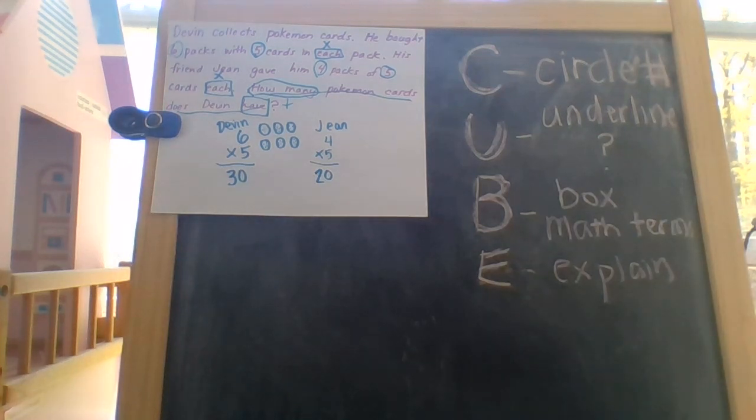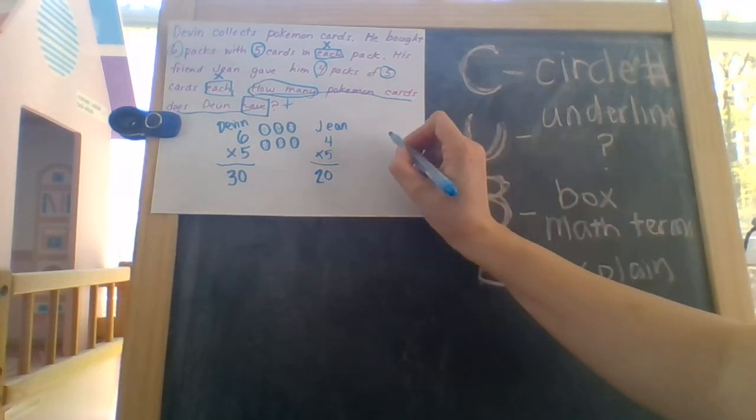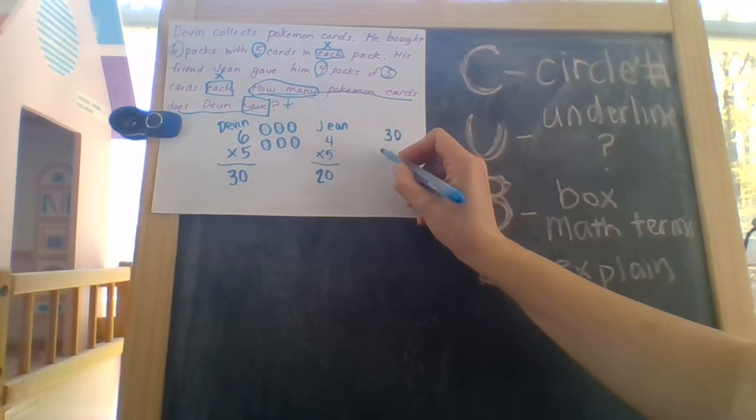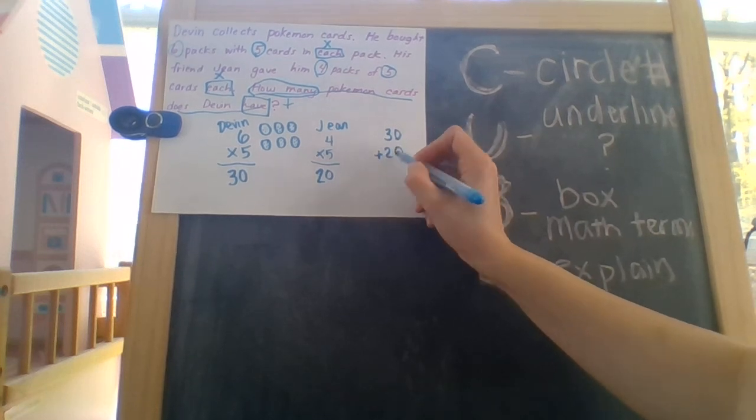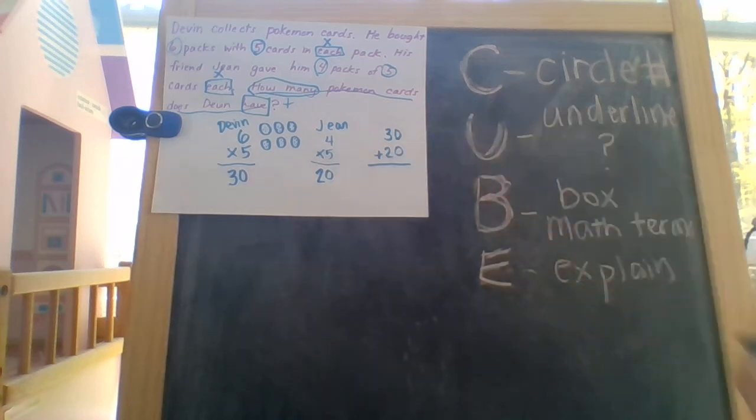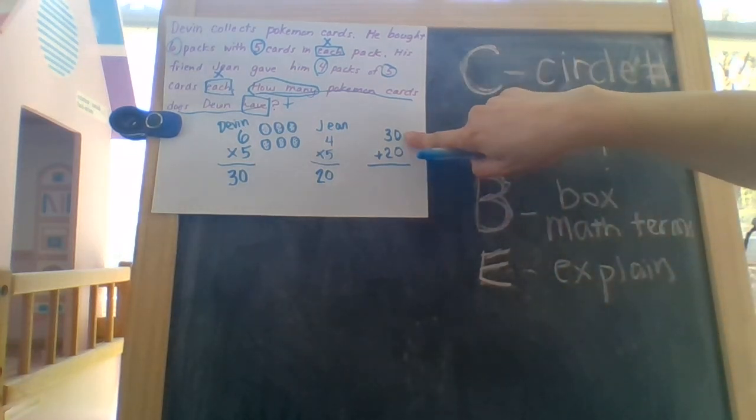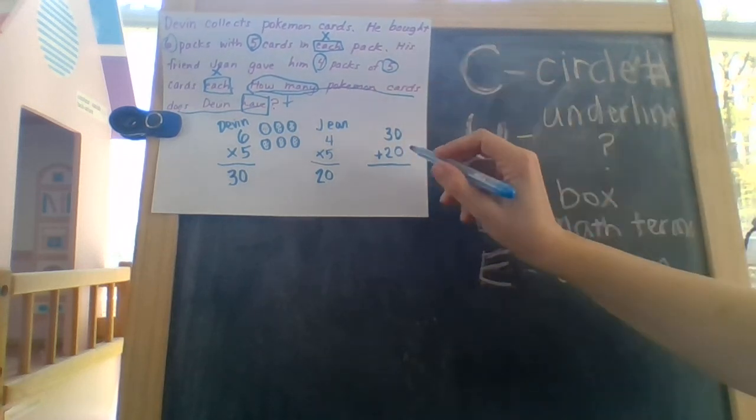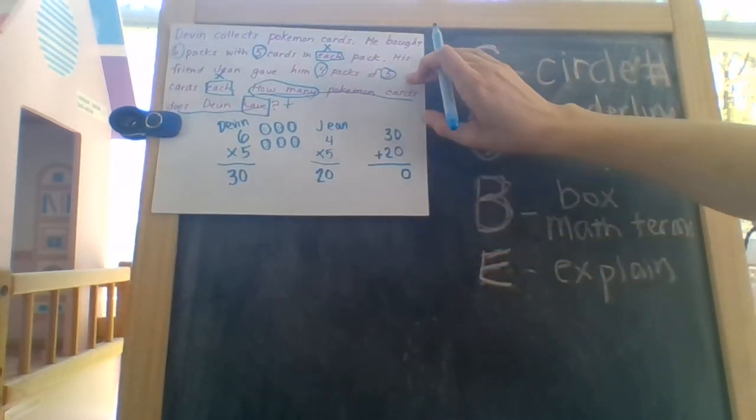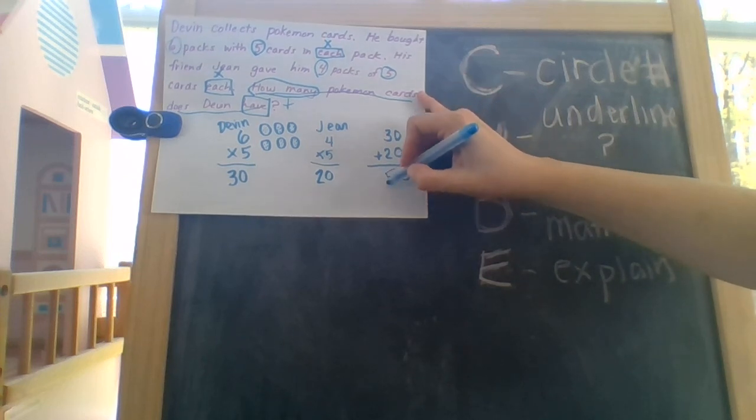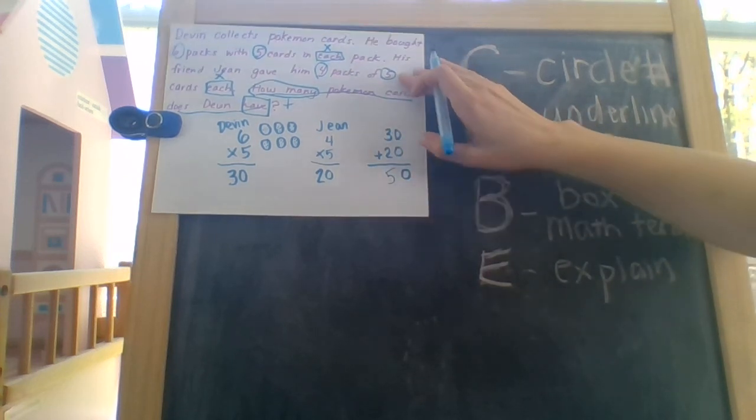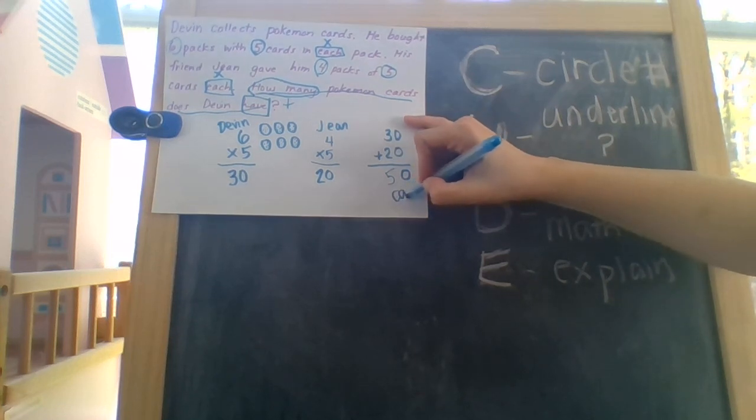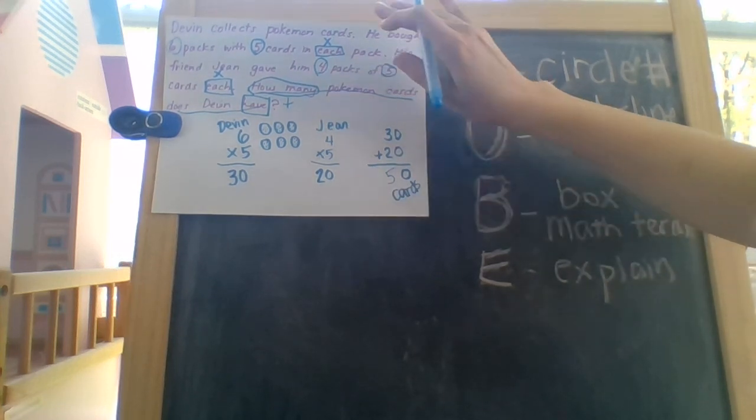Now I need to find out how many Devin has all together in total. So I'm going to take that 30 and that 20 and I'm going to add them. I'm going to rewrite it to make sure that my place values make sense. Zeros are in the ones, 3 and the 2 are in the tens. I always start my addition, my subtraction, multiplication in the ones place. 0 plus 0 is 0, and 3 plus 2 is 5. Don't forget to add that label. Devin now has 50 cards. It's a good start to a collection.